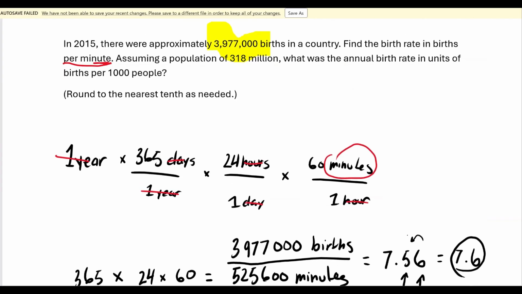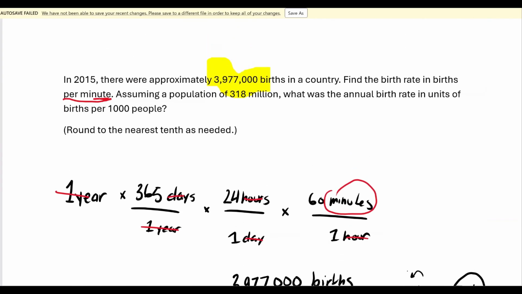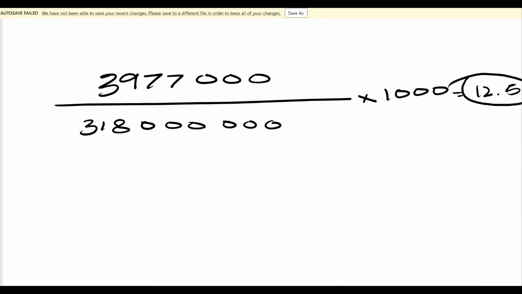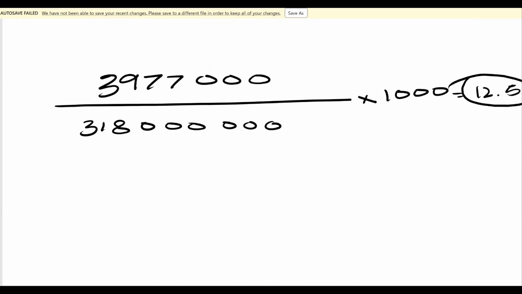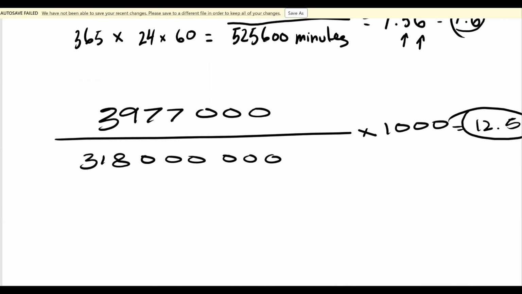Another thing that stood out to me was how the births were written in full numbers, 3,977,000. But the population was 318 million. They just had the word million there. It was up to us to convert that into full digits like we did down here. So that way we were able to put it into a calculator safely.